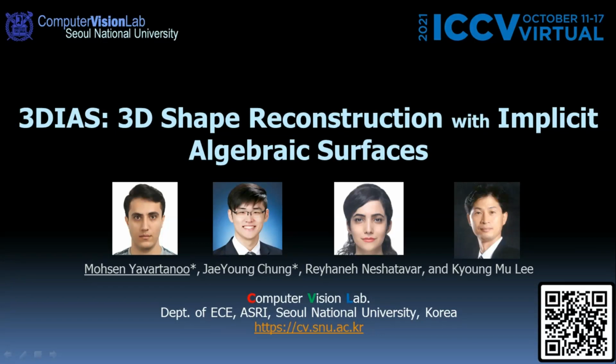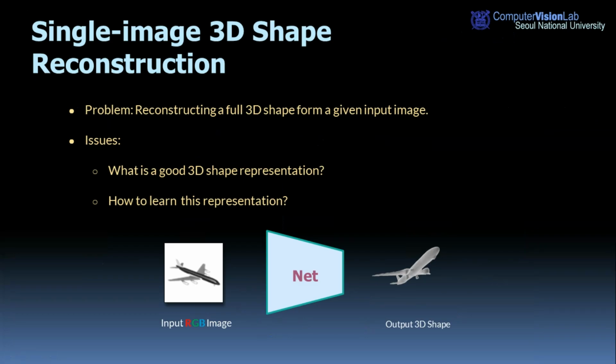Hello everyone, we are pleased to present our ICCV paper, 3DIAS: 3D shape reconstruction with implicit algebraic surfaces. In this work, we propose a new primitive-based 3D shape representation for single-image 3D shape reconstruction, which is a challenging task. To achieve a detailed 3D shape, it is essential to select a good representation and a proper DNN-based method for learning this representation.